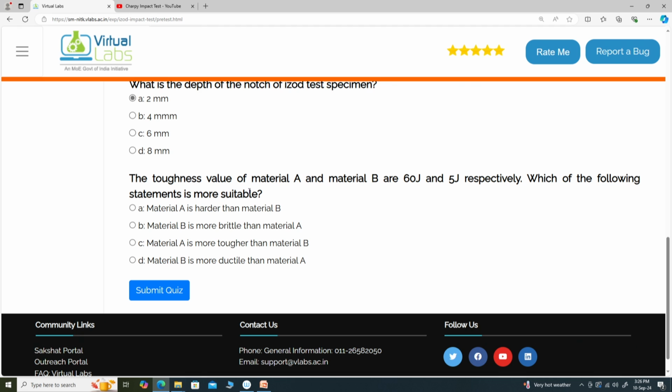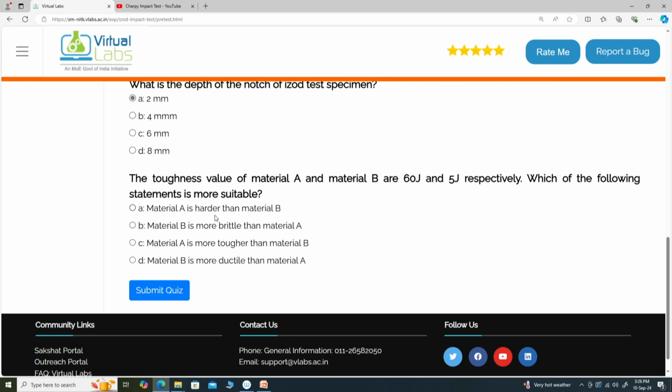The toughness values of material A and material B are 60 joules and 5 joules respectively. Which of the following statements is most suitable? The toughness value of material A is quite higher than material B. Let us see the statements.